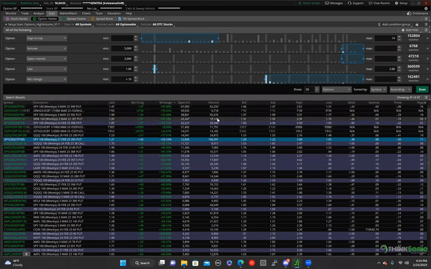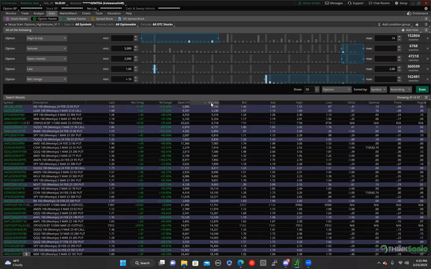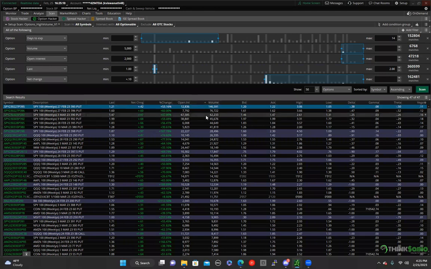The relation here is that volume is the number of transactions, and open interest is the number of contracts that are in play. So both are equally important. I would give slightly higher priority to open interest here, but you can sort it by volume as well. Or this one right here has both volume and good open interest. So maybe the March 3rd 390 put is something to look at.